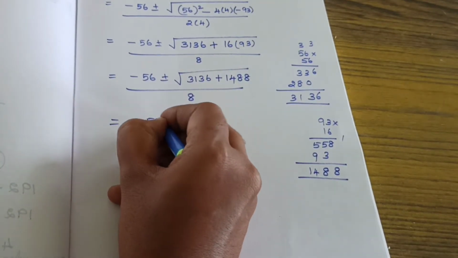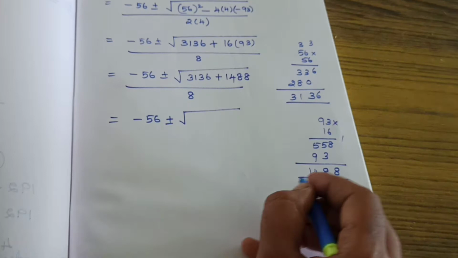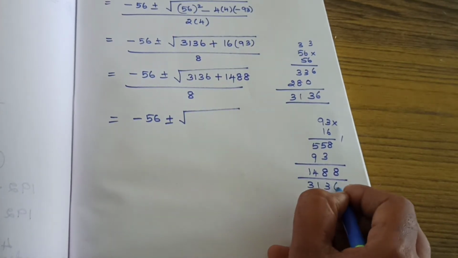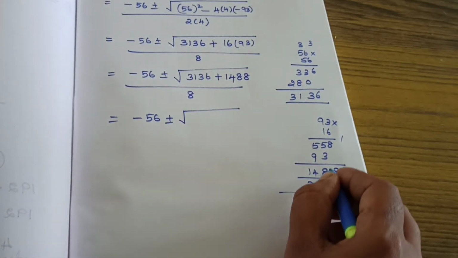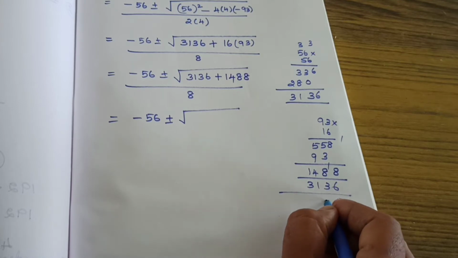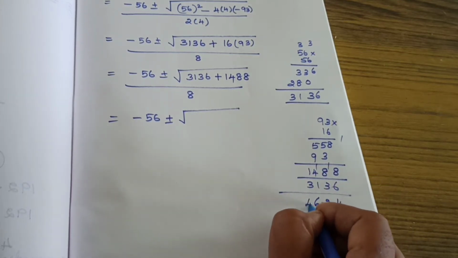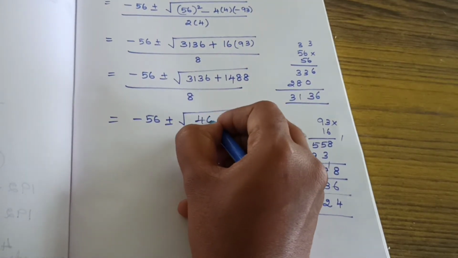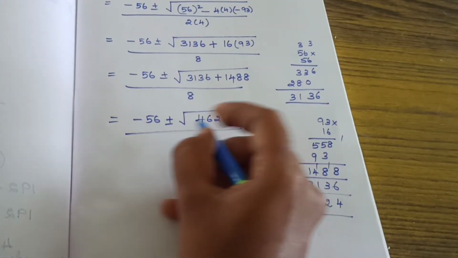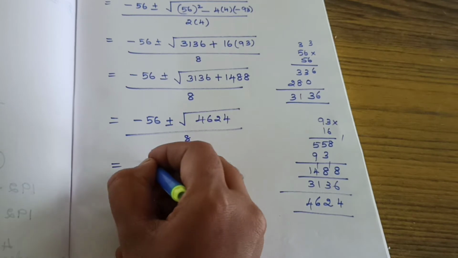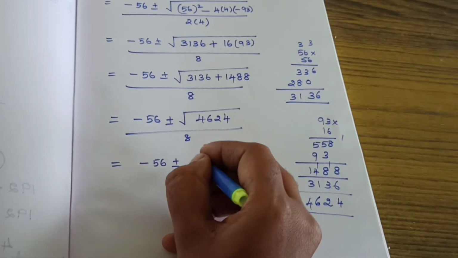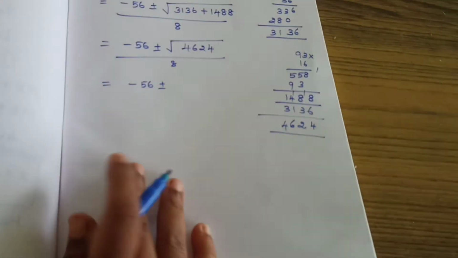So minus 56 plus or minus square root of, add this, 3136. So here 14, 1 balance and here 4, 12, no? So again 1 balance, here 6 and here 4. So 4624 divided by 8, which is equal to minus 56 plus or minus, the square root value we need to calculate.